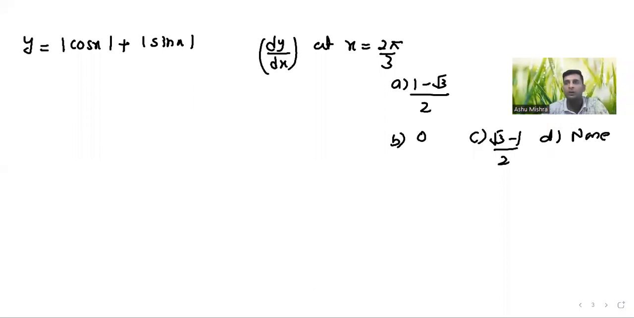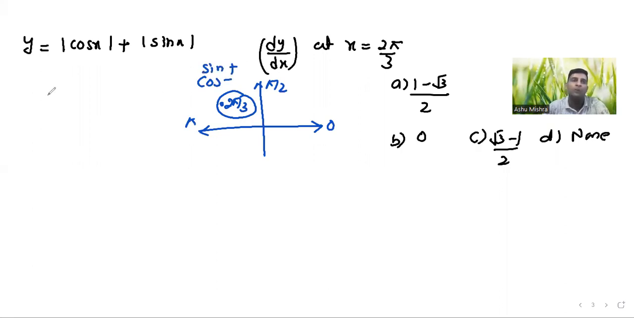Now we have a question. Find dy over dx at x equal to 2 pi by 3 for y is equal to mod of cos x minus mod of sin x. Now we know very well that in the second quadrant 2 pi by 3 lies here, because this is the point 0, this is the point pi by 2, and this is the point pi. In the second quadrant cos will be negative and sine will be positive. That means your question will be converted into the form minus of cos x plus sin x.